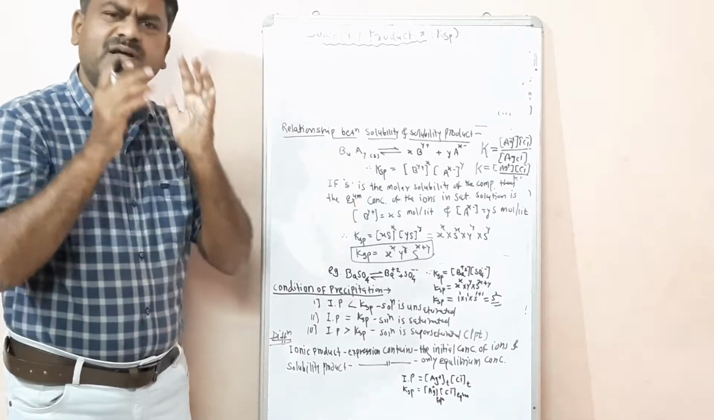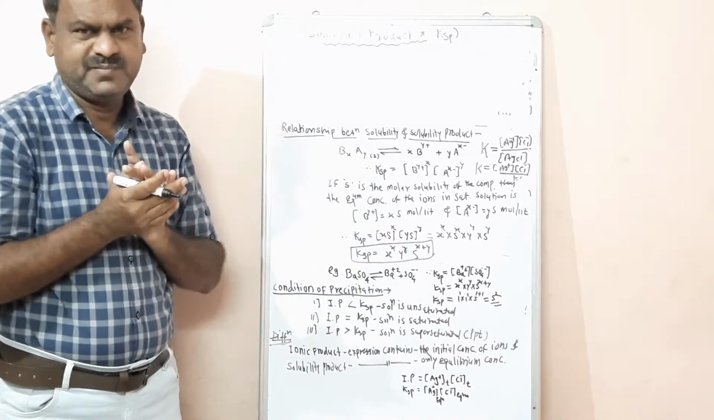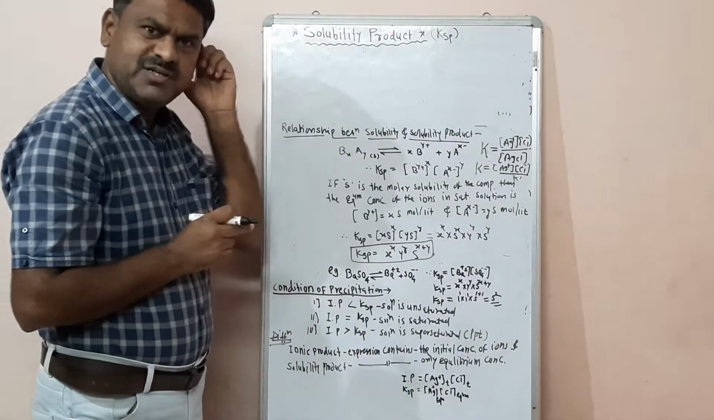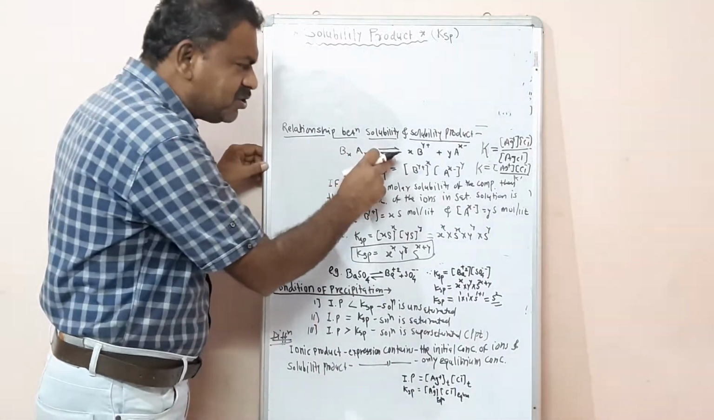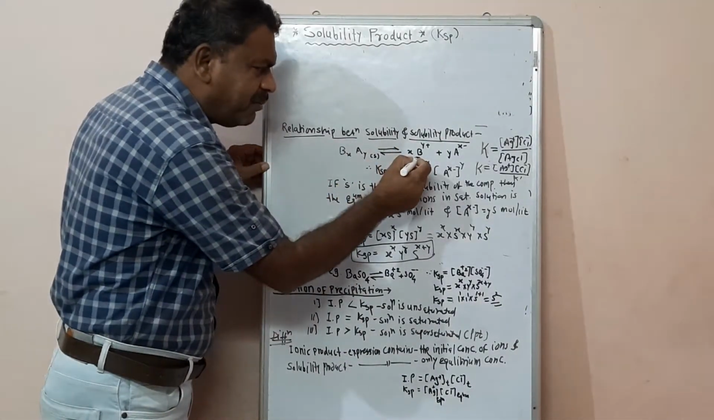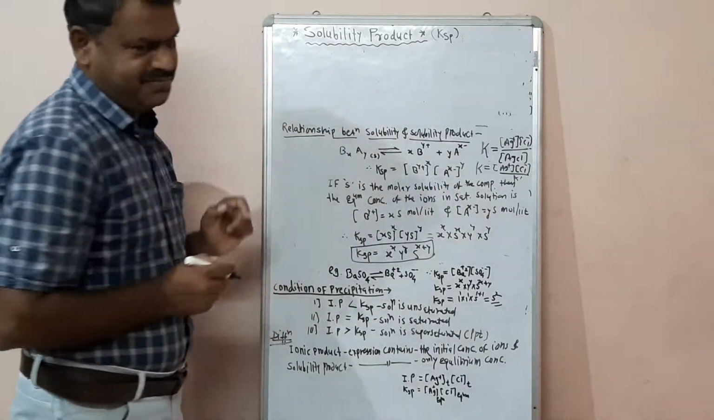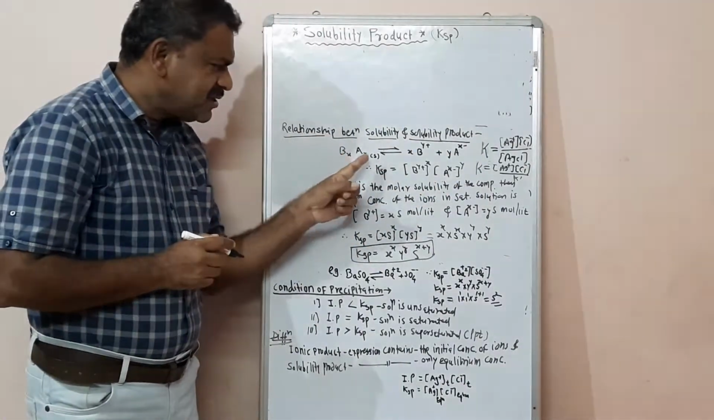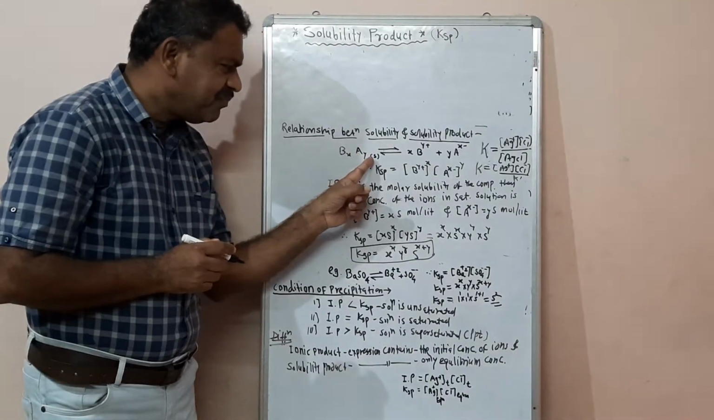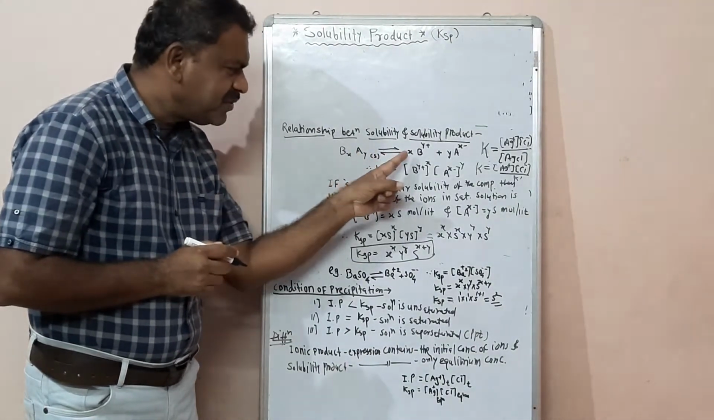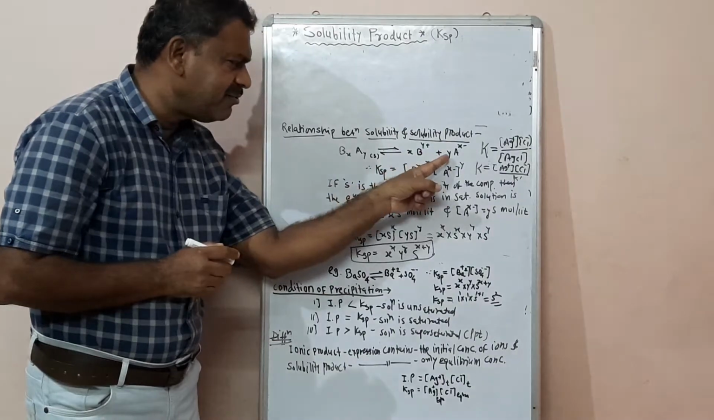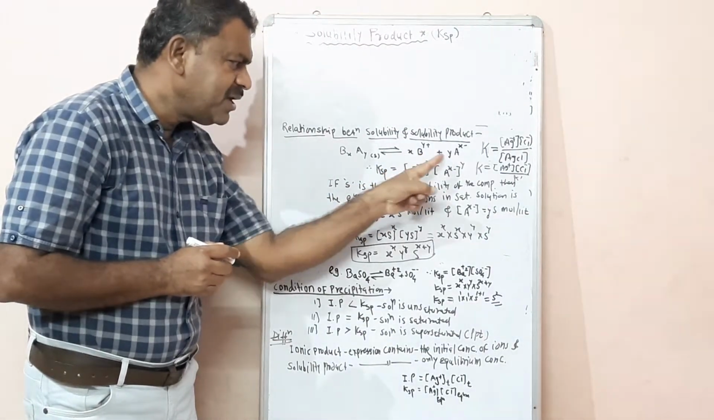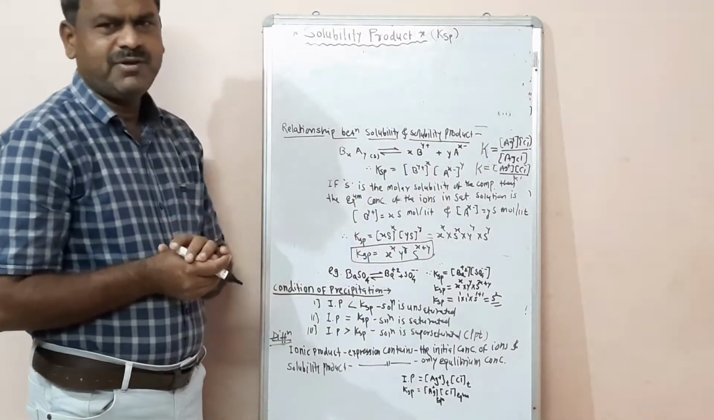BxAy is one electrolyte, a solid electrolyte, which dissociates to form B and A. Now, BxAy, which is solid, forms x and y. Here x is the coefficient of B, and y is the coefficient of A.